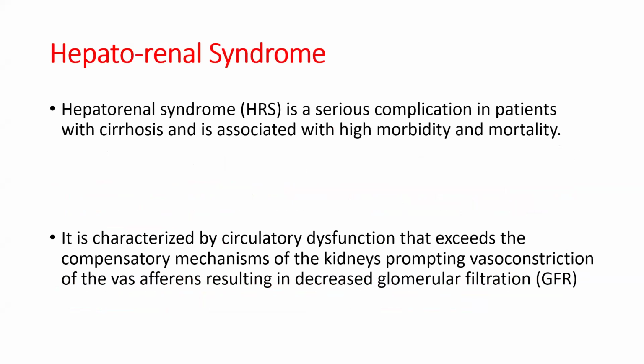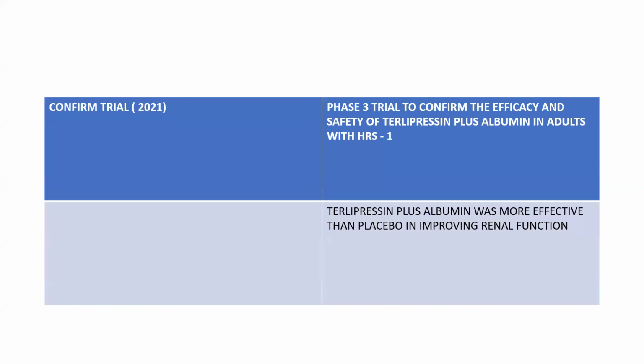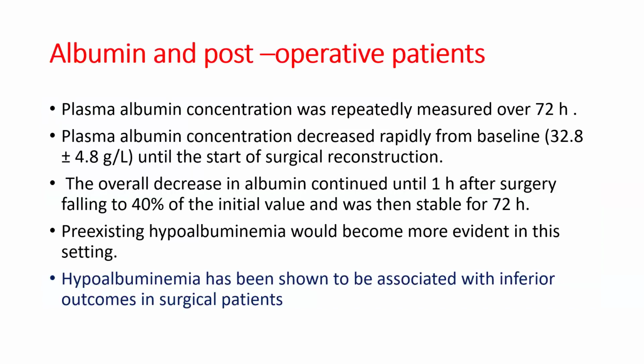So next is hepatorenal syndrome. It is a serious complication in patients with cirrhosis and is associated with high morbidity and mortality. It is characterized by circulatory dysfunction that exceeds the compensatory mechanism of the kidney, promoting vasoconstriction of the vasa afferentia, resulting in decreased GFR. The CONFIRM trial was published in 2021. It is a phase 3 trial to confirm the efficacy and safety of terlipressin plus albumin in adults with HRS-1. Terlipressin plus albumin was more effective than placebo in improving renal function.